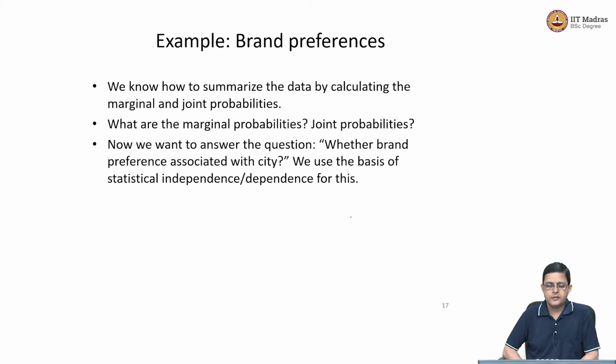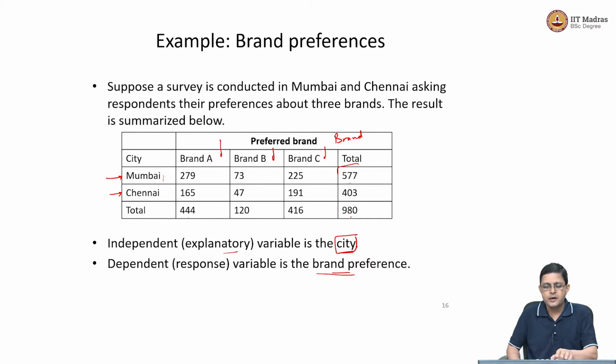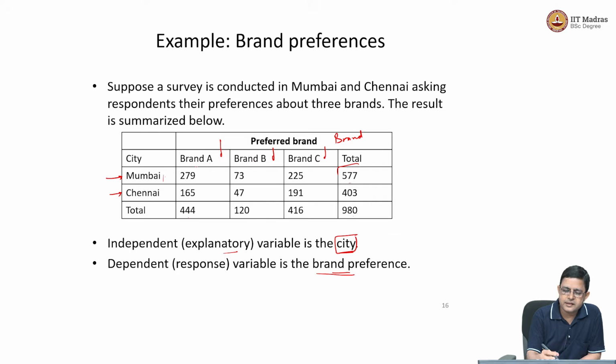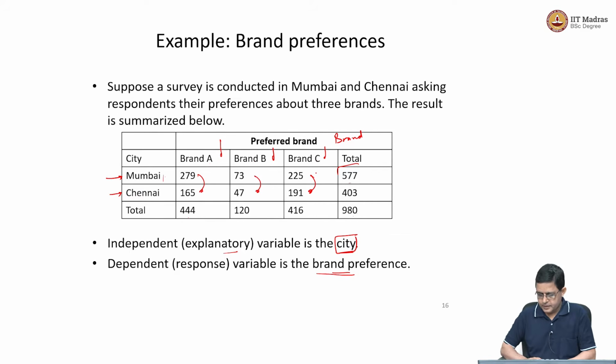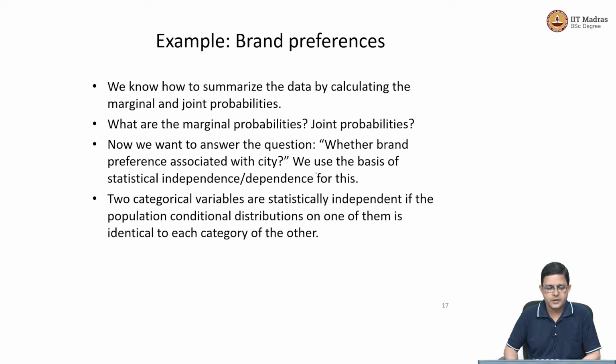So, essentially we wanted to ask a question whether brand preference is associated with city. If the brand preference was not associated with city, the responses would have been similar, right. So, we are asking a question, are these responses similar? Are these responses similar, right. So, we want to use statistical dependence for this, right.